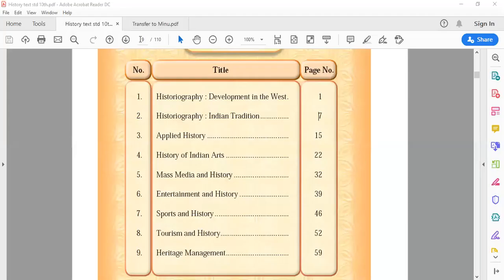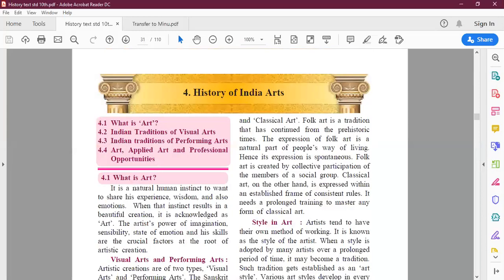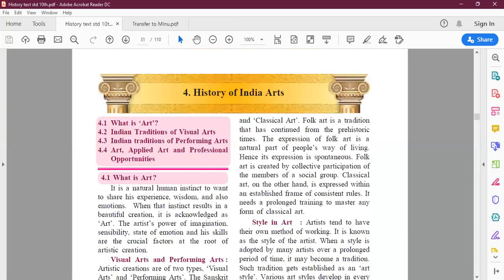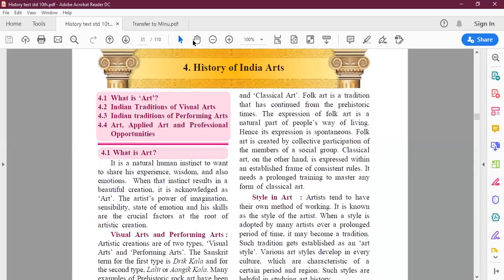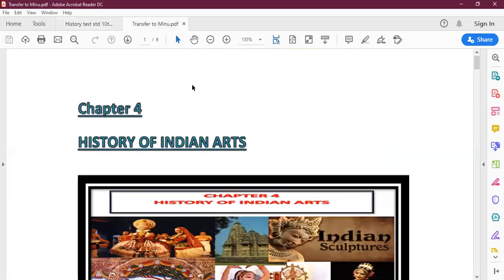Let's now move over to the 4th chapter. The name of the chapter is the history of Indian arts. It's on page number 31. You need not open your textbook, just focus on the concept maps and the charts which I am going to show you. We are going to deal with what is art and Indian traditions of visual arts. That is the first part of it.